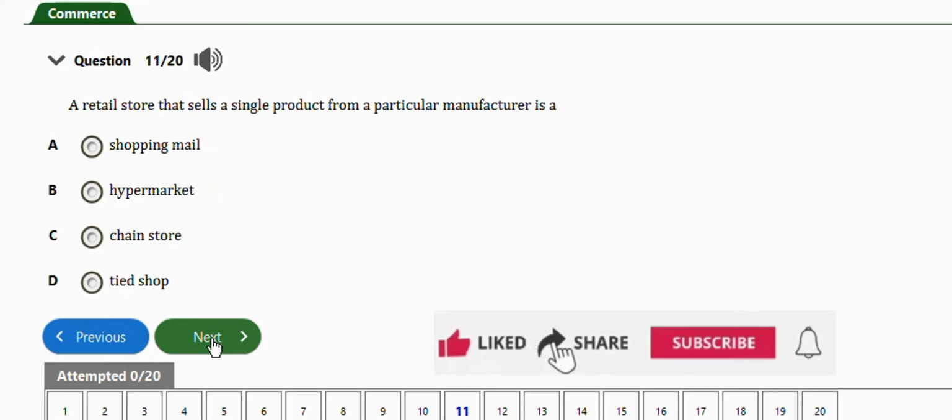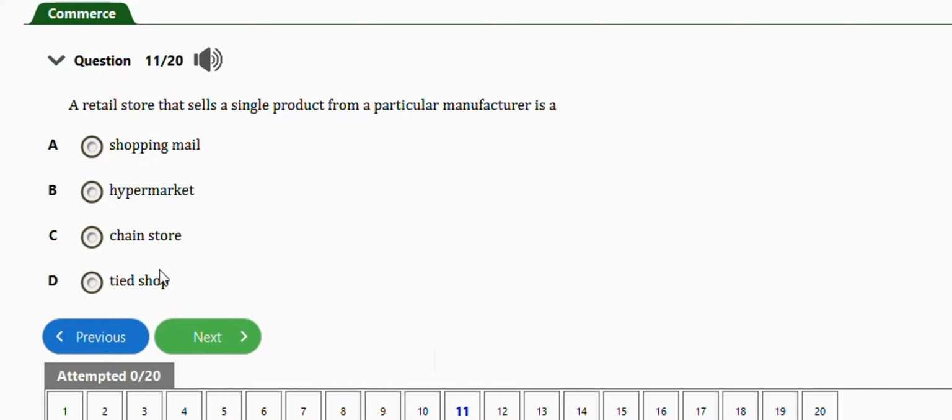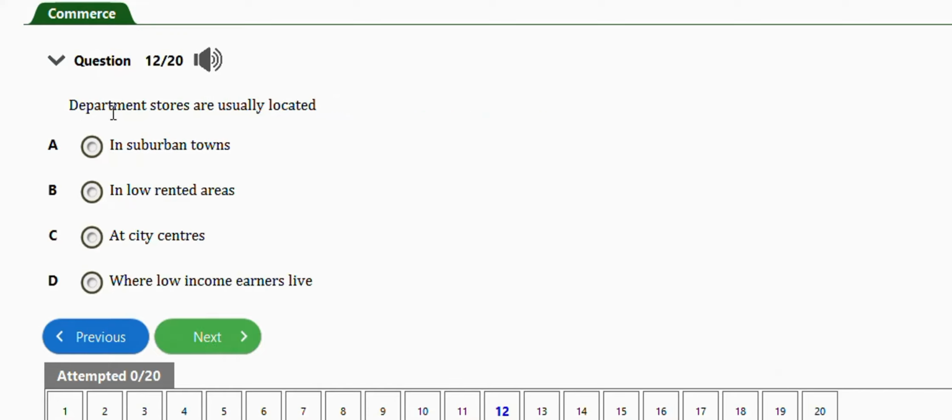Okay, next question. It says a retail store that sells a single product from a particular manufacturer is a tied shop. Okay, option D, take note. Next question says department stores are usually located in suburban towns, in low rented areas, as city centers, where low income earners live. So the right answer to this question is option C, as city centers.